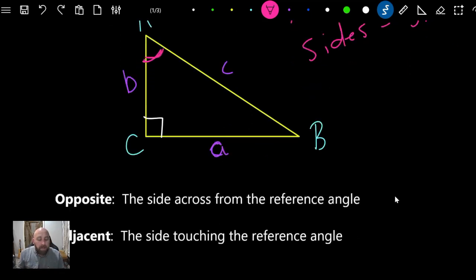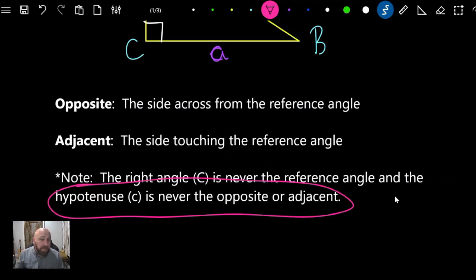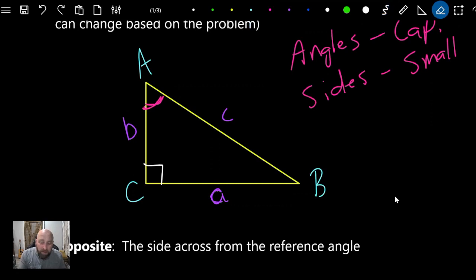C is always the right angle. Okay? It also says, and the hypotenuse is never the opposite or the adjacent. So if C is never the reference, then little c is never the opposite or the adjacent. C is always the hypotenuse. Capital letter C is always the right angle. So that never changes. The only things that can change are the A and the B, and the opposite and the adjacent.